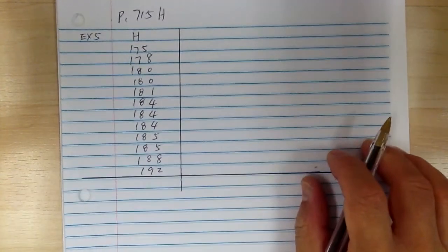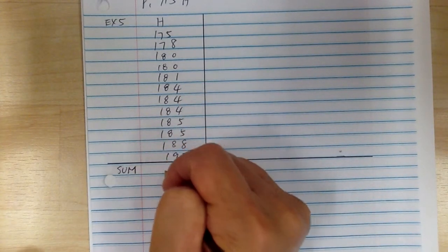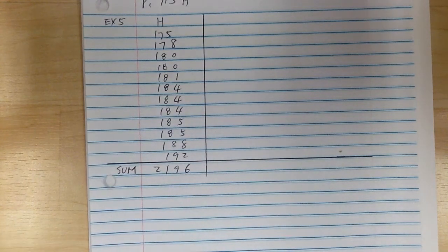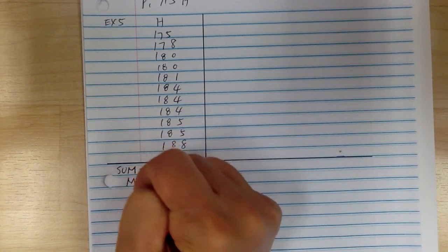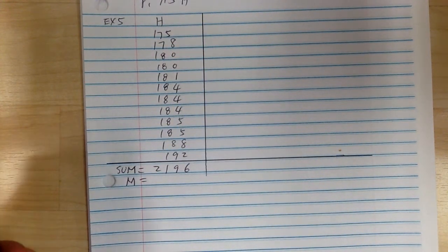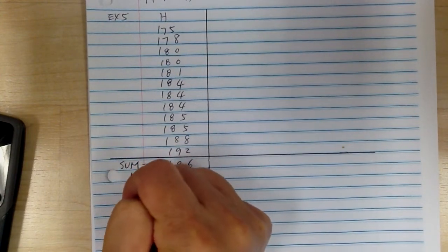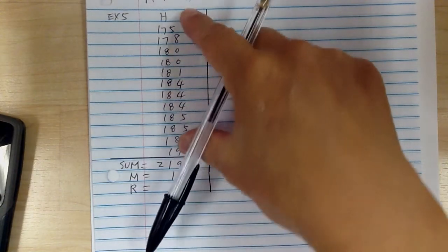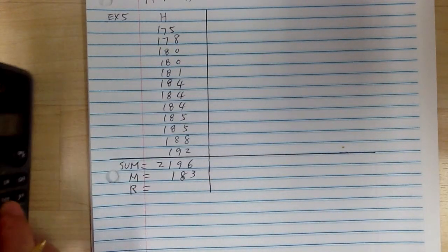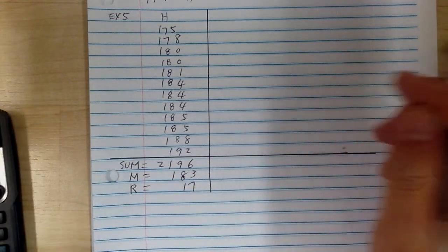First, you need to find the sum. Get your calculator and add all this together. You're going to get 2196. The next thing you want to do is find the mean, or the average. There are 2, 4, 6, 8, 10, 12, so there are 12 entries. You divide by 12, and it gives you 183. Then next you want to find the range. The range is the difference between the highest and the lowest, so go and subtract: 192 minus 175 equals 17.